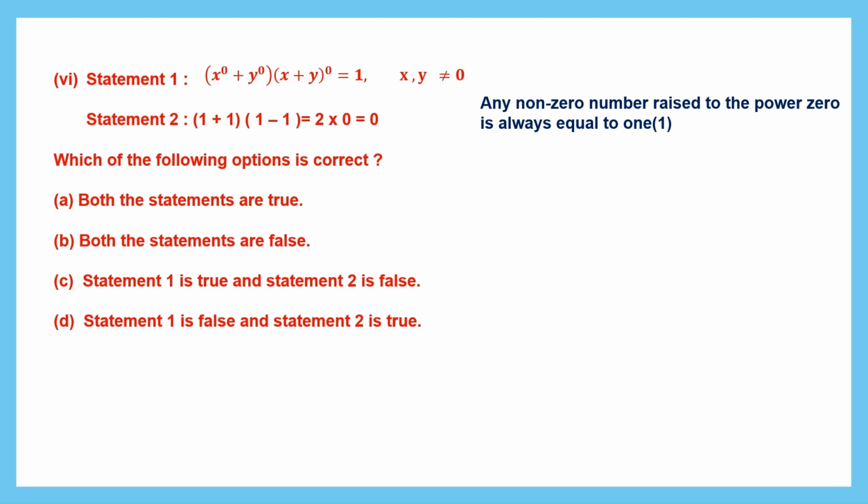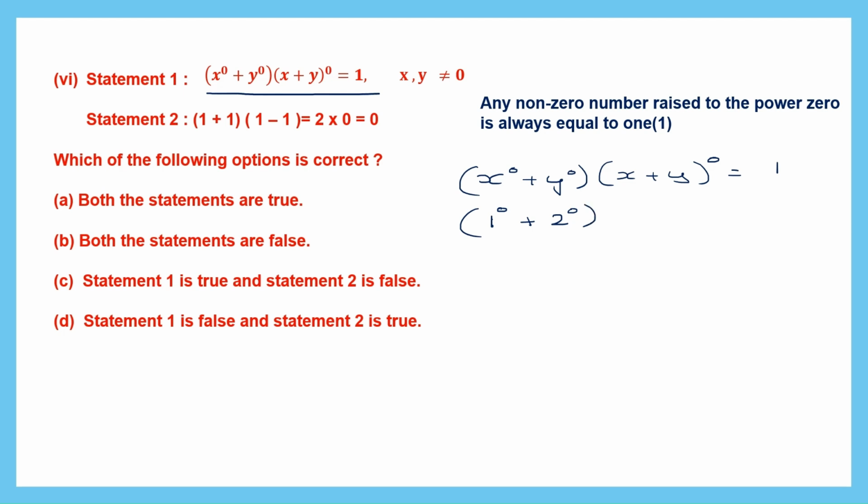So now let's consider the question that's given to us, that is this equation. So x to the power of 0 plus y to the power of 0 into (x plus y), the whole raised to the power of 0 is equal to 1. This is what it says. Now let's take x to be 1 and y to be 2. Let's see whether it happens here. So 1 raised to the power of 0 plus 2 raised to the power of 0. So x is 1 and y is 2.